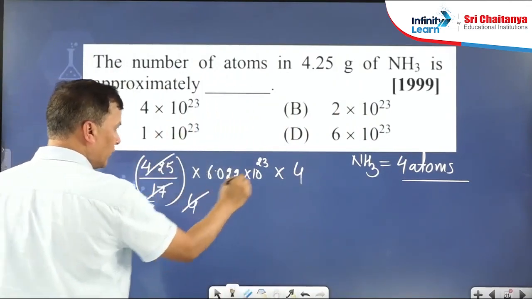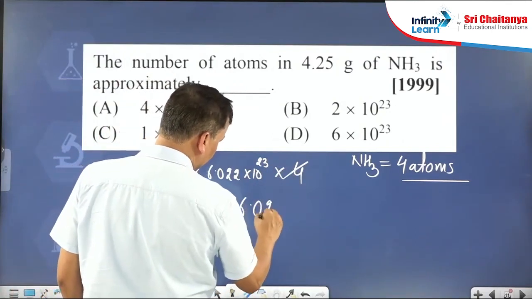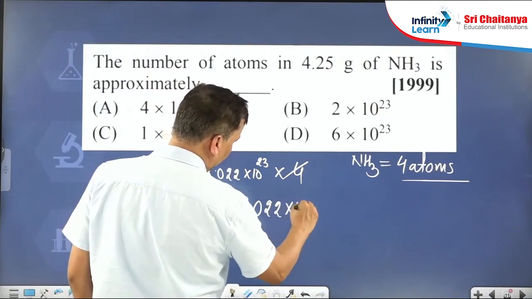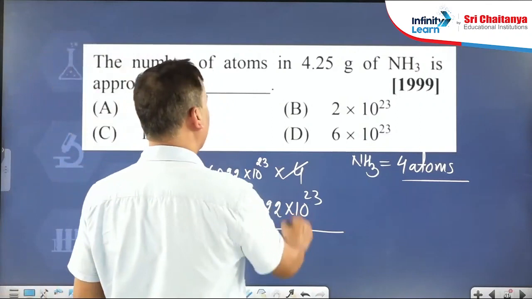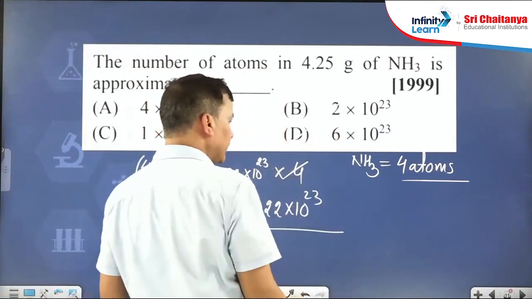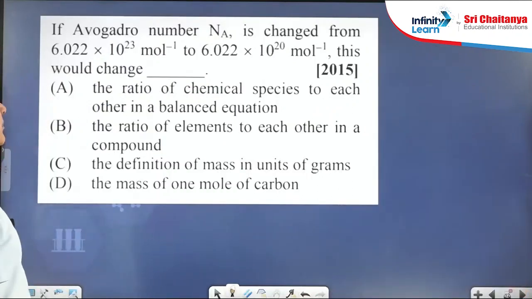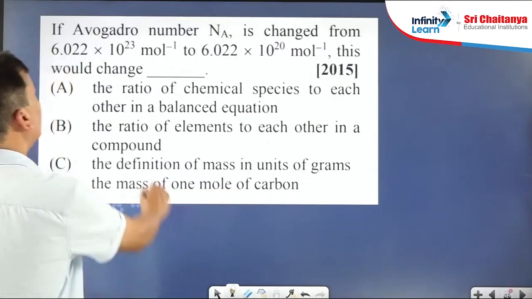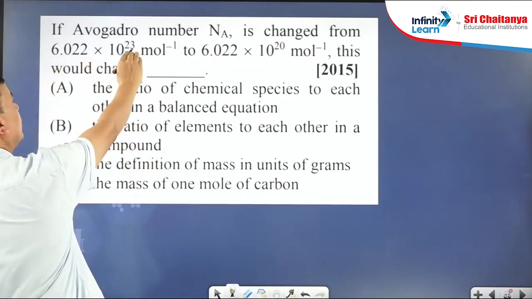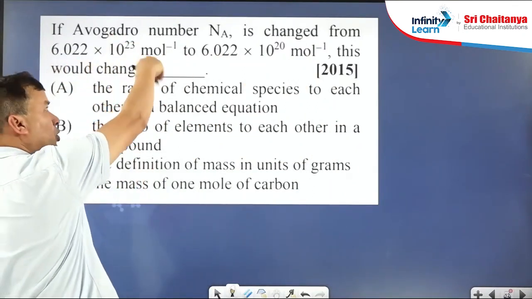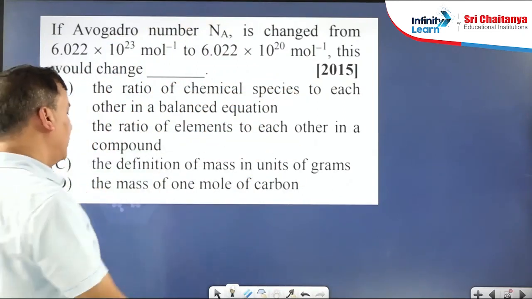So calculation is also easy here. This is 4 times 4 is cancelled by 4 and answer is 6.022 into 10 raised to power 23. So my dear friend, correct option is which one? That is 6 into 10 raised to power 23. One more question is there, previous year question. If the Avogadro number Na is changed from 6.022 into 10 raised to power 23 per mole to this one, then which would be changed?